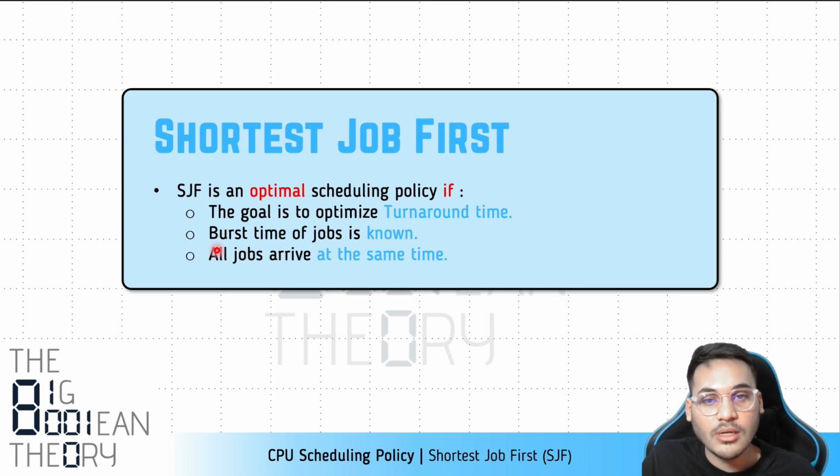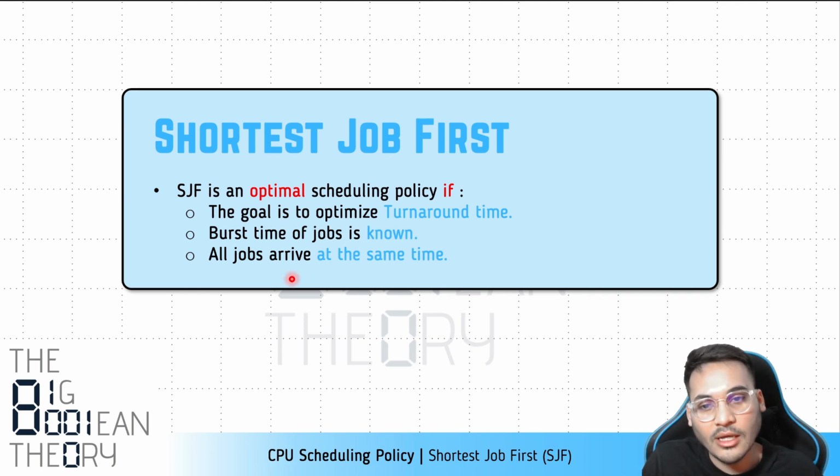And what are the other assumptions? The burst time of all the jobs is known. This we already discussed, right? Only when we know the burst times will we be able to schedule them in the order of their burst times, in ascending order, from smallest to largest. If we do not know the burst time of the jobs, then we will not be able to apply this policy, right? So that is again a very crucial assumption that we make.